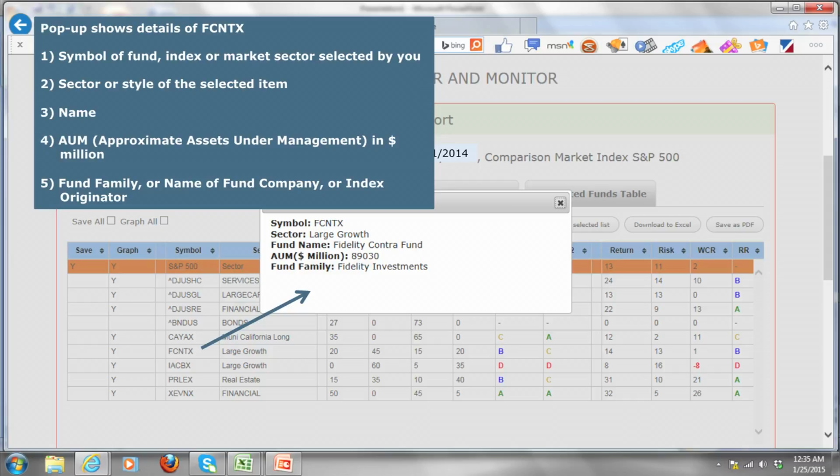1. Symbol of the fund, index, or market sector selected by you. 2. Sector or style of the selected item. 3. Name. 4. AUM, approximate assets under management in millions of dollars. 5. Fund family, or name of the fund company, or index originator.